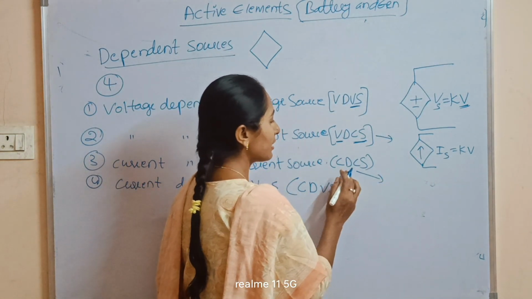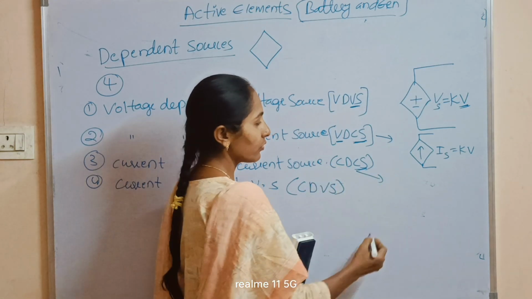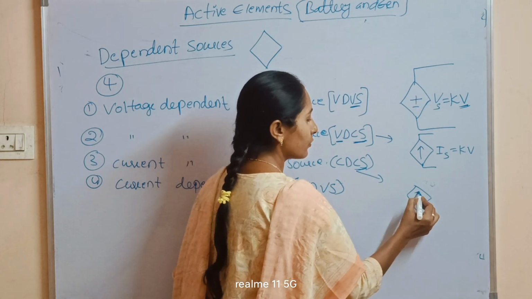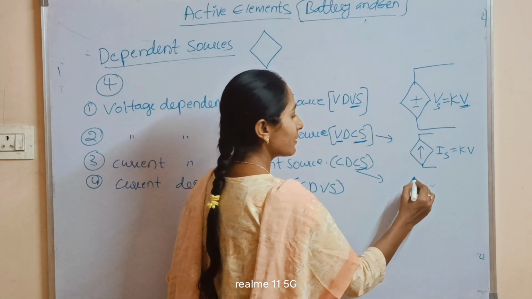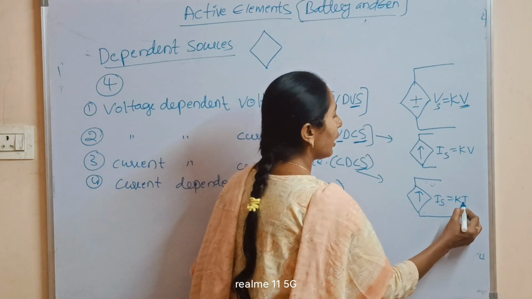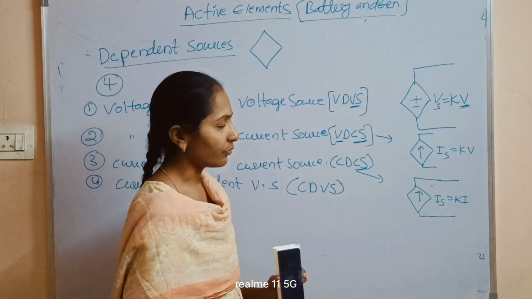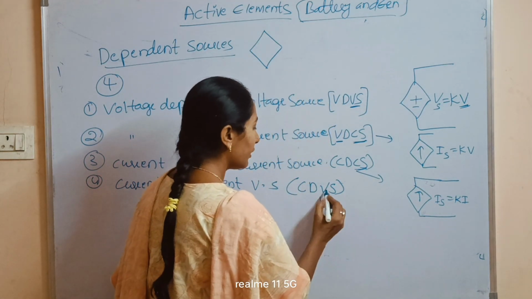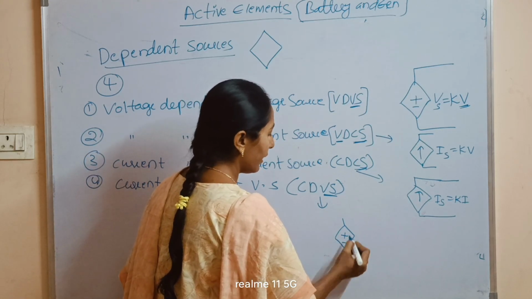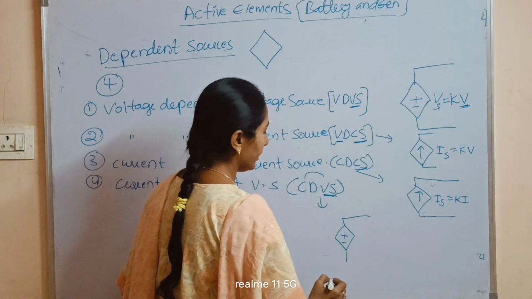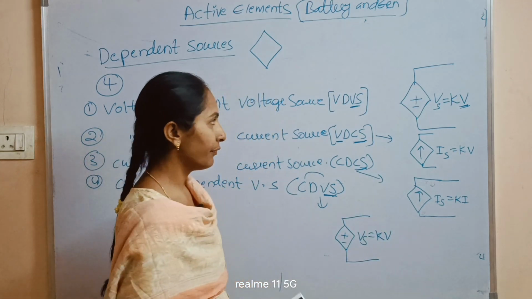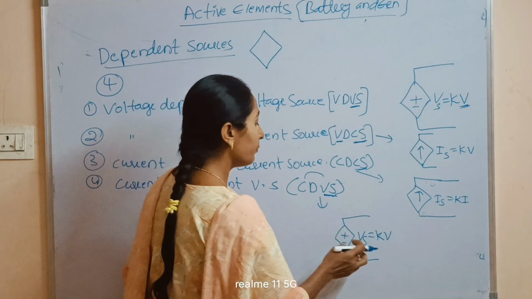Now coming to the third one, the current dependent current source. This is the diamond shape, and it is basically a current source. It depends on current, so Is equals K into I. That is the current dependent current source. Now the last one: basically it is a voltage source with plus minus, and it depends on current. So the voltage source is K into I. It is a voltage source based on the current.